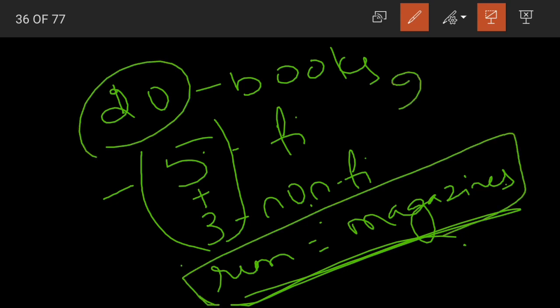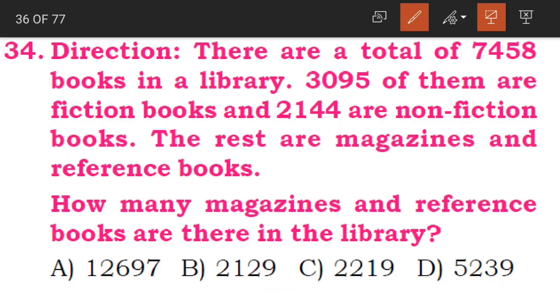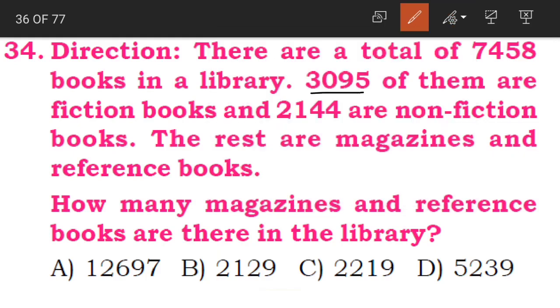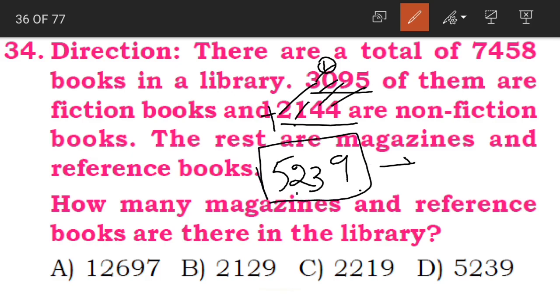Yes, children? Or first you can subtract the number of fiction books and then subtract the number of non-fiction books and then get the number of magazines. Okay, you can do it either way. Here we need to do addition and subtraction together. See, first let us find out the total number of fiction and non-fiction. 3095 plus 2144. 5 plus 4 is 9. 9 plus 4 is 13. 1 carried. 1 plus 0 is 1. 1 plus 1 is 2. 3 plus 2 is 5. 5239. What is this? This is fiction plus non-fiction.